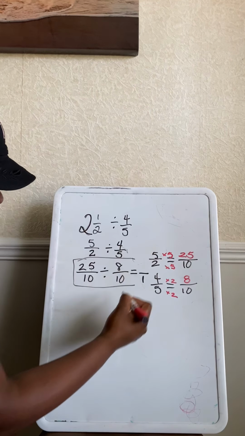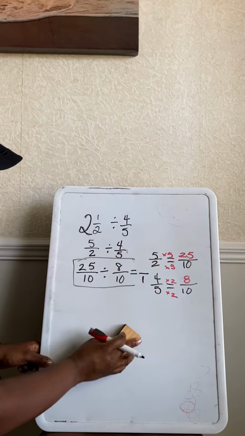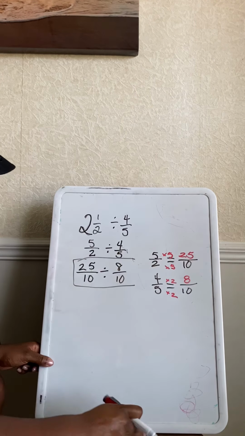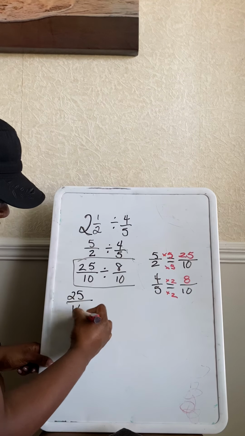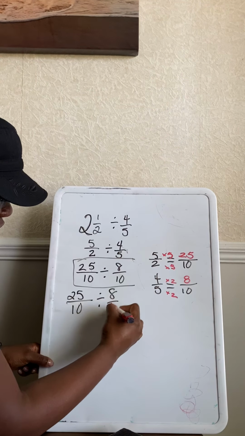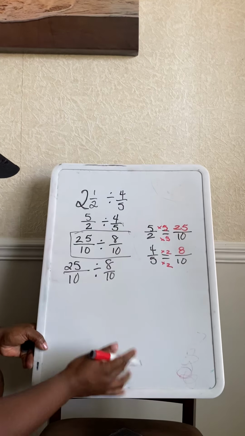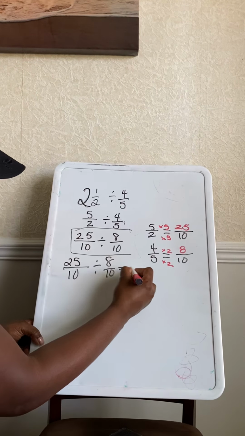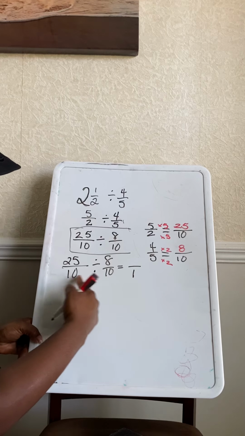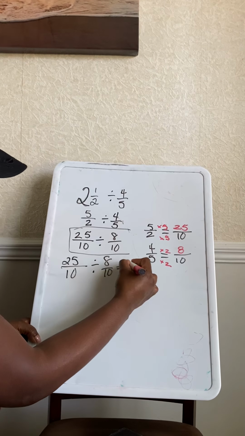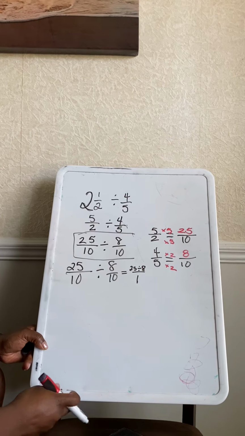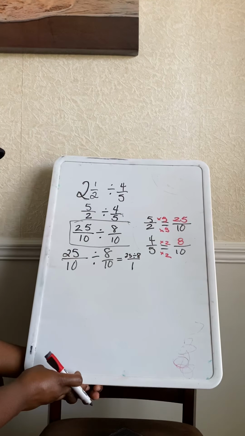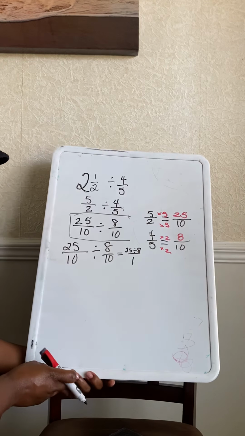And so we can write, I need space, so I'm going to erase this. No, you know what, I'll bring it down here. 25 tenths divided by 8/10. I hope you all can still see it. So 10 divided by 10 is 1. Always remember that. 10 divided by 10 is 1. And 25 divided by 8 is going to give us a number. It's not a clean number. And so we literally have to divide 25 divided by 8.